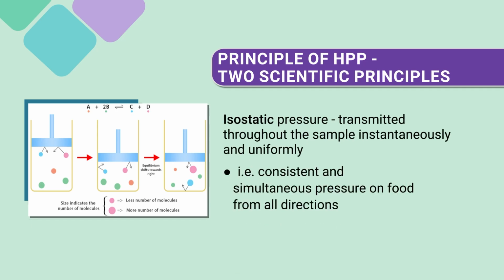The second principle is isostatic pressure. What does it mean? It means that the pressure is being transmitted. For example, with that piston and the system, whatever the volume inside, we put the pressure on it. Is the pressure uniformly distributed to all points within the system or not? We want this process to be such that the pressure is uniformly and instantly distributed. So this is what it says: throughout the sample, instantaneously and uniformly.